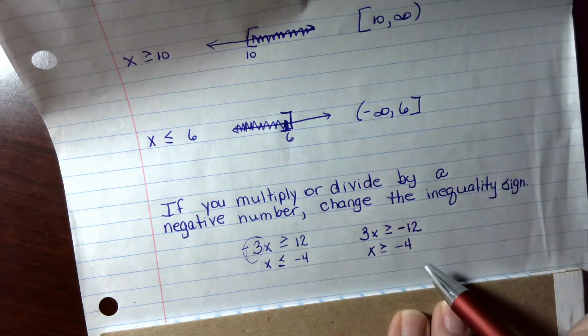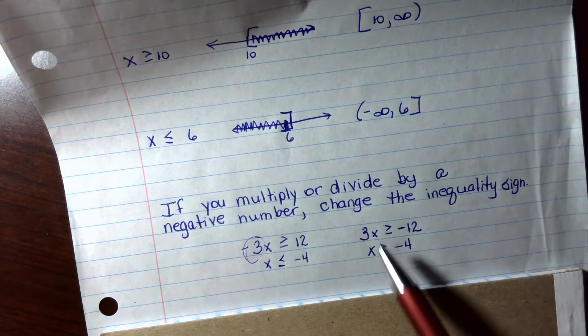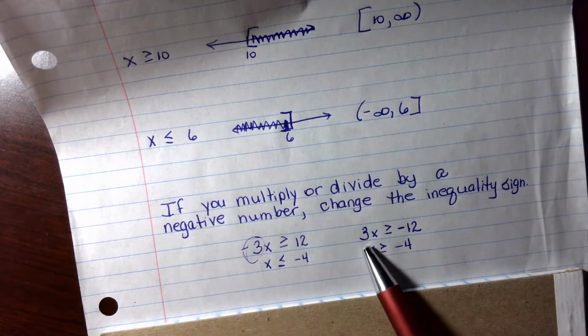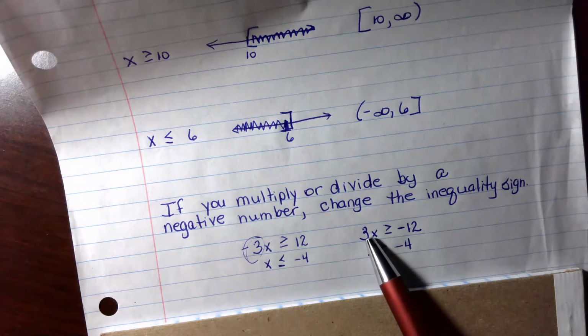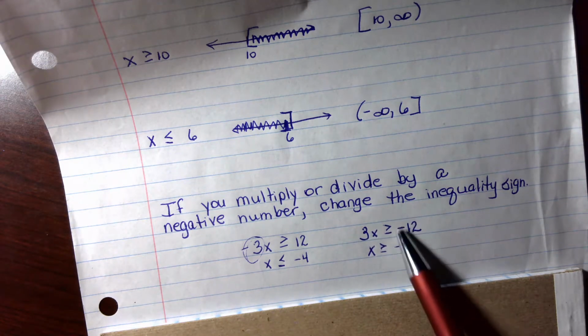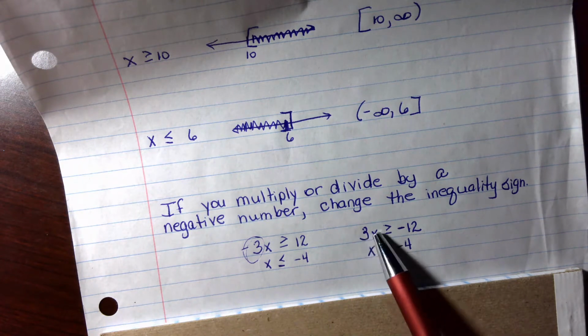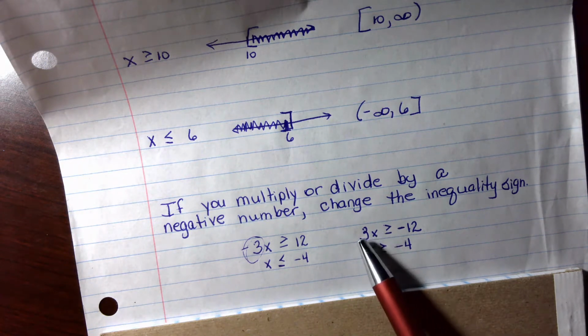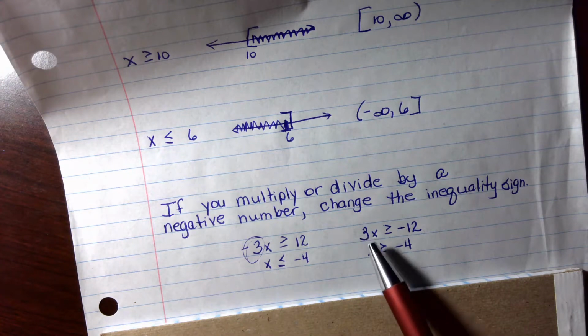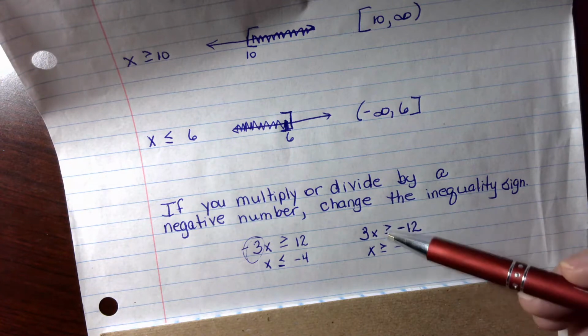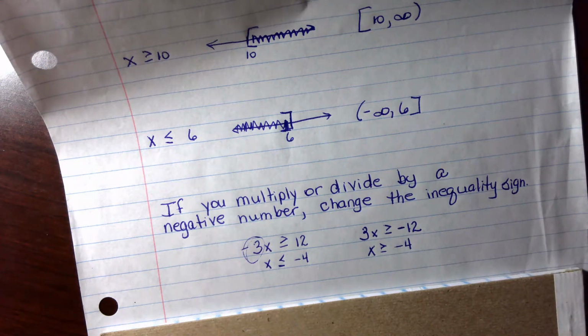Now look at this example. 3x is greater than or equal to -12. What I'm dividing by is the 3. It does not matter that this is negative. It's controlled by what's connected to the x, the number I'm dividing by. And here I'm dividing by positive 3, so the direction of my inequality sign does not change.